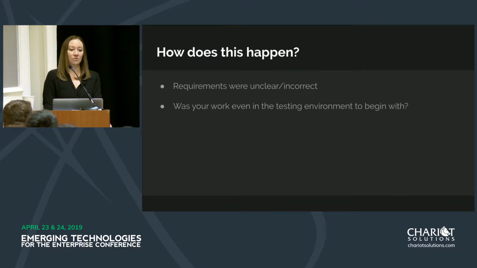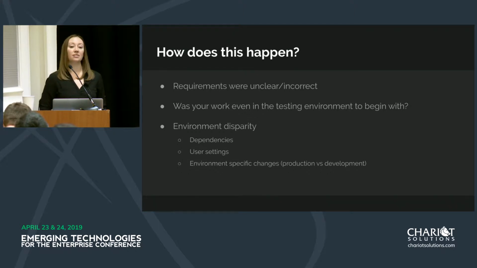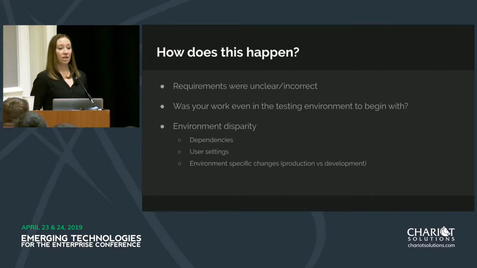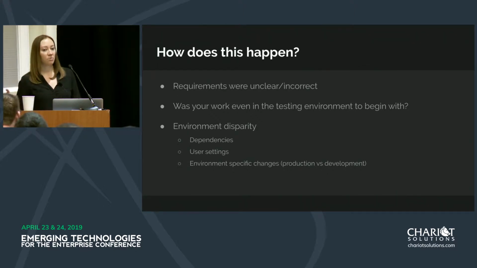Was your work even in the testing environment to begin with? I've had it happen multiple times where a QA lead might be managing multiple releases and not realize that something wasn't deployed to a particular environment. So the tester says this isn't working, and then the developer says that was never in that environment, and you go back and forth. And the last one is environment disparity. So different dependencies, user settings, and environment-specific changes. So a lot of times when we're developing locally, especially for the front end, we're running things in development mode, but we deploy static files to production. So that's one difference that we want to be able to test for.